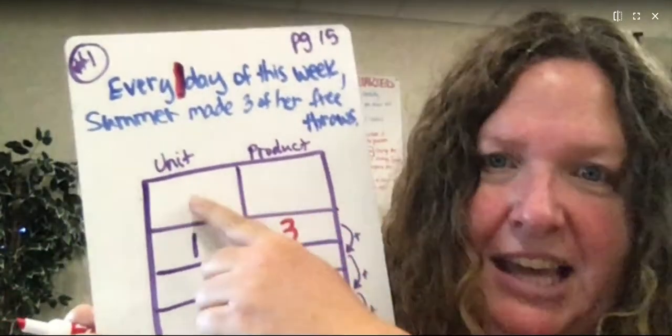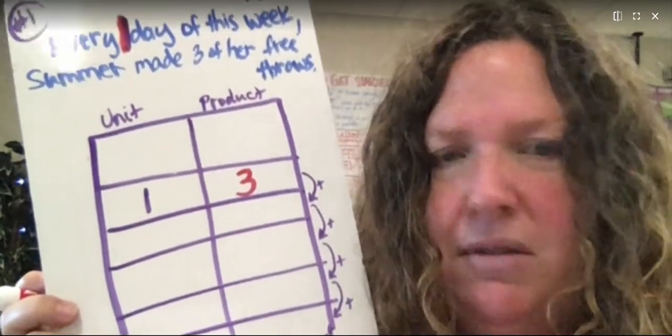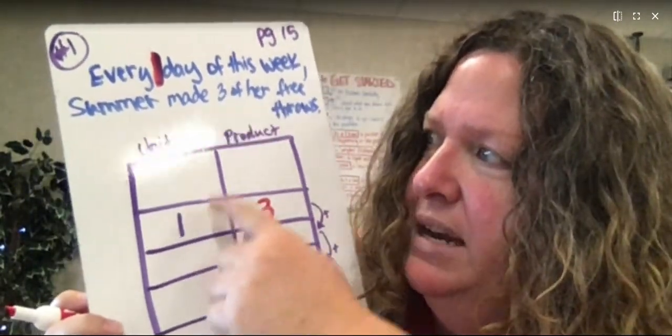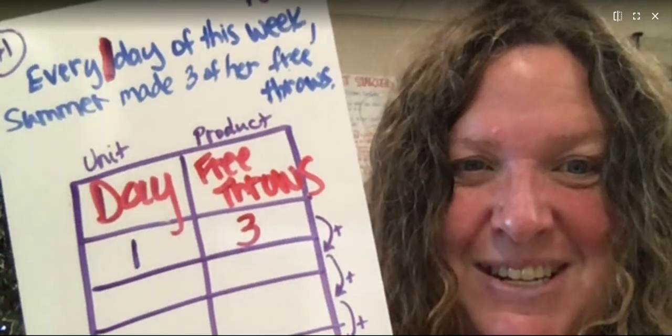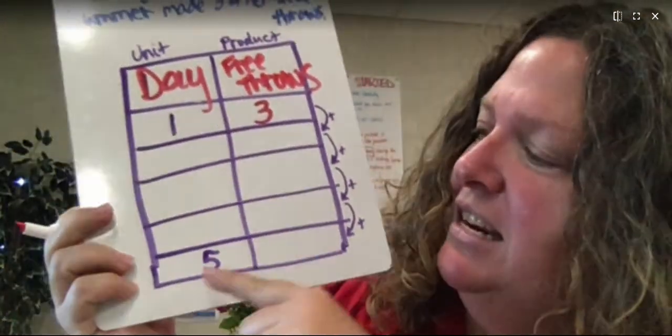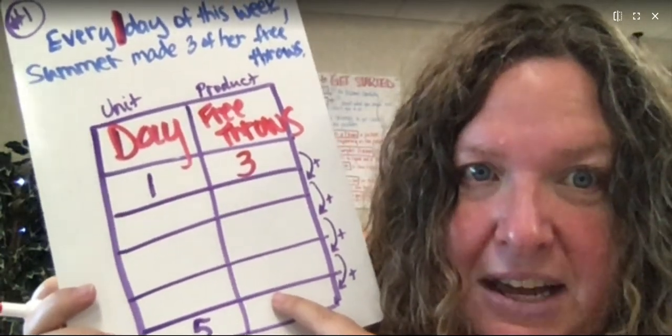Now notice that the labels are missing. When you're doing this, you want to put the labels in right away to keep yourself organized. So we know that every one day, the unit is day. Every one day, she makes 3 of her free throws. Boy, is that a tongue twister. 3 free throws. That's a tongue twister. Now, we also see that it gave us day 5, how many free throws she had made by the end of that time.